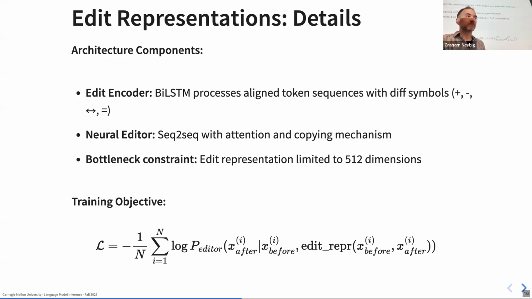Yeah. Is the encoder and the editor trained jointly or not? They are trained jointly because you can see that both of them will affect the likelihood. This will affect the likelihood because the output of this is conditioned on this, and it's all differentiable.